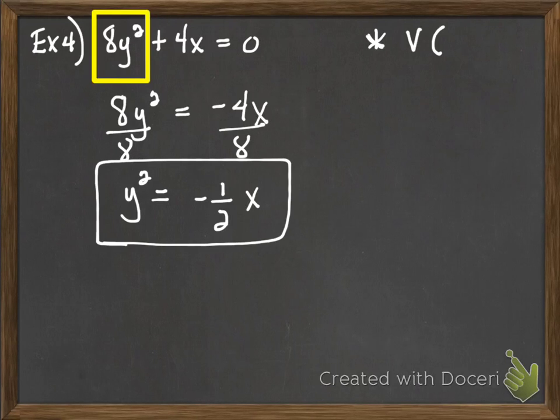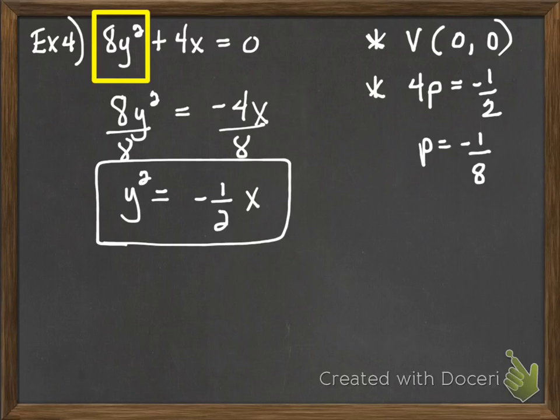Vertex is 0, 0. You may be stuck on the p-value. The p-value is really, really small. So 4p is going to be equal to negative 1/2. So the p-value is going to end up being negative 1/2 divided by 4, which is negative 1/8. Or did anybody turn that into a decimal? Negative 0.125. Those are the same thing. Still really, really small. Either one of those will work.